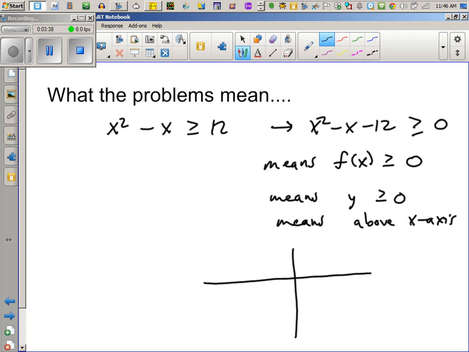For example, in this problem, the easiest way to solve it, I think, is just to factor it: (x minus 4)(x plus 3). You now know where the x-intercepts are. They are at 4 and negative 3. So you can put them on here: 1, 2, 3, 4, left 2, 3. It's a happy parabola. And what we are trying to find, because it said greater than 0, is f of x greater than 0, which means y is greater than 0, which means above the x-axis, which means my answer is actually just this green part here.